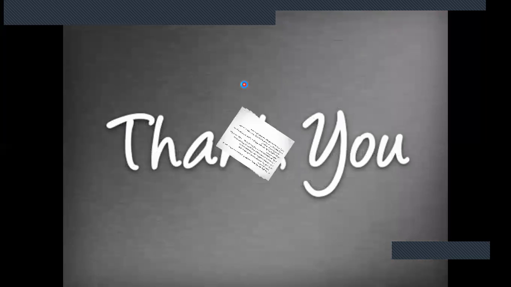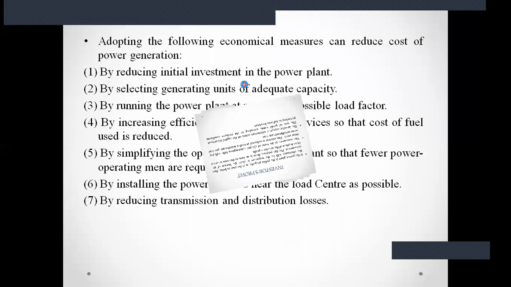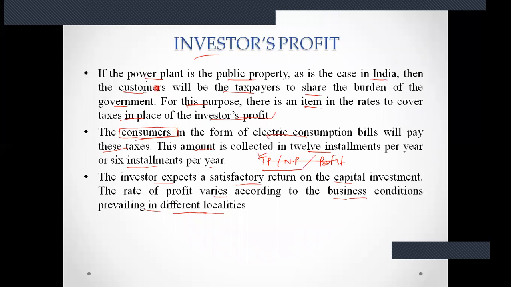In this lecture, we have discussed the tariff methods, the requirement of tariff methods, and the effect of the power plant on the cost of power generation.